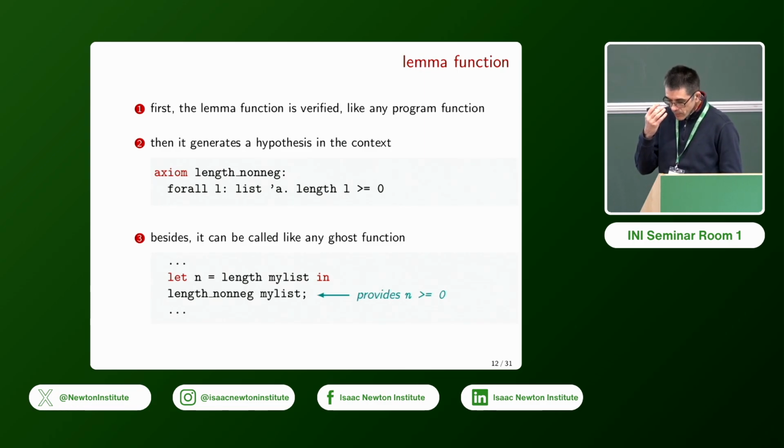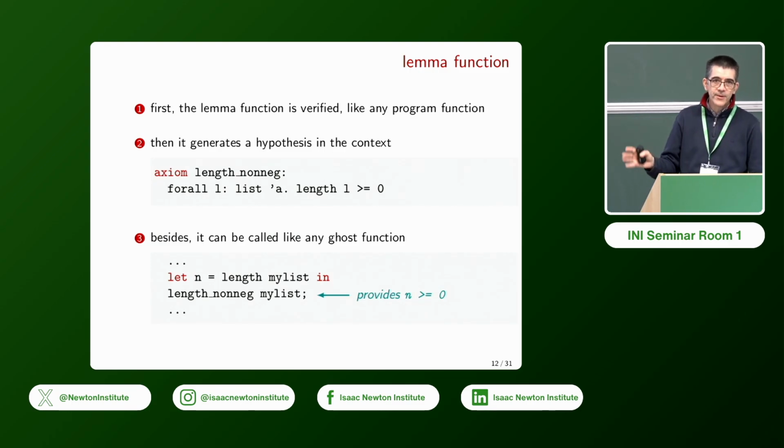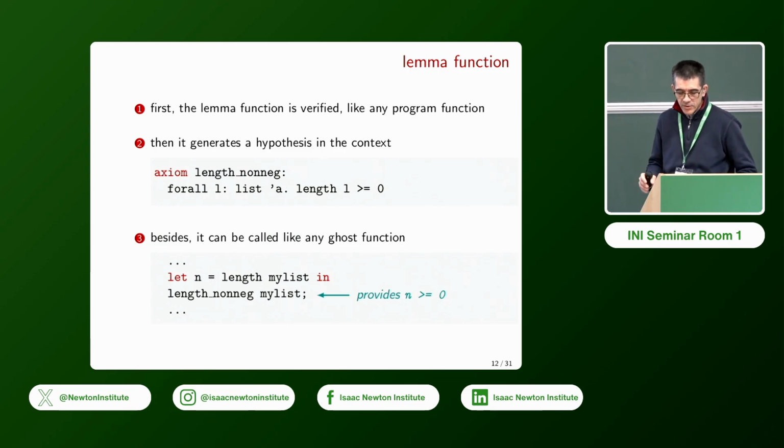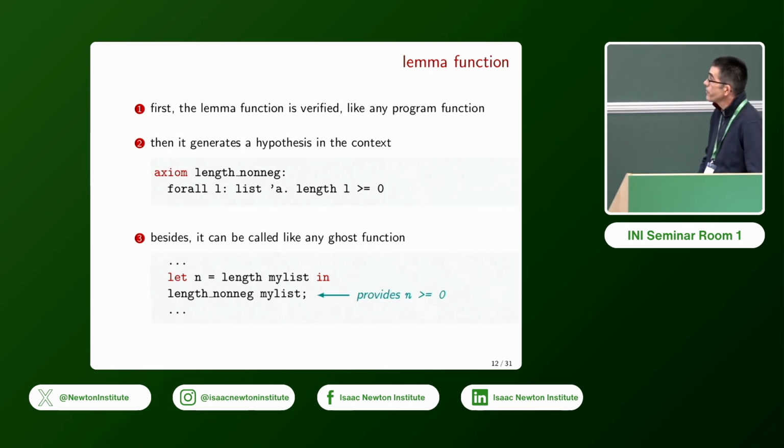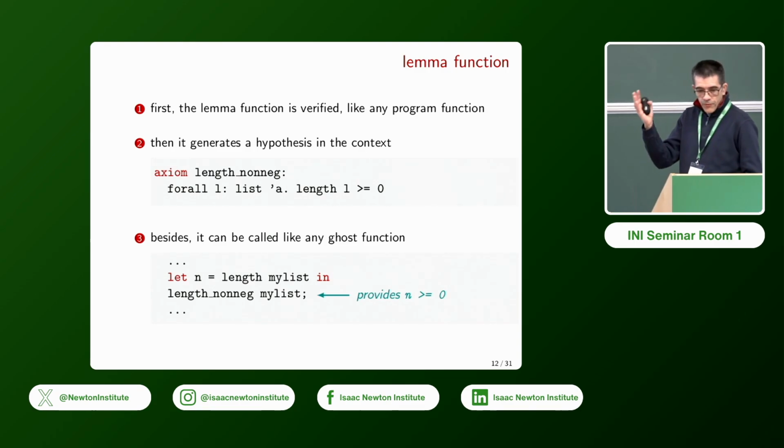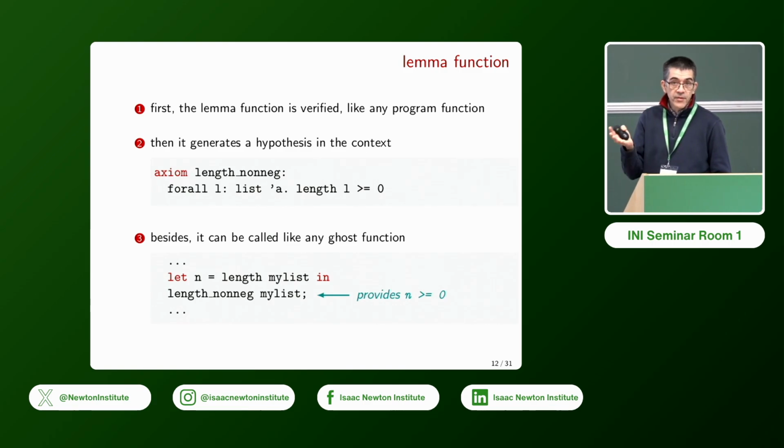So we prove a ghost function like we would prove any other program function. The decision does not care about ghost code at all. Okay, you can forget about what is ghost and not ghost when it comes to computing the VCs. So we prove the function, and once the function is verified, like any other function, then there are two things.